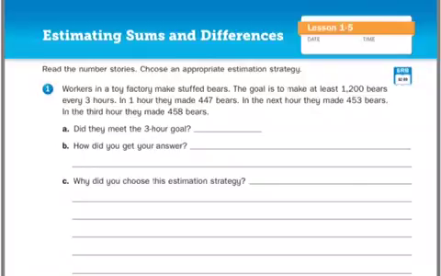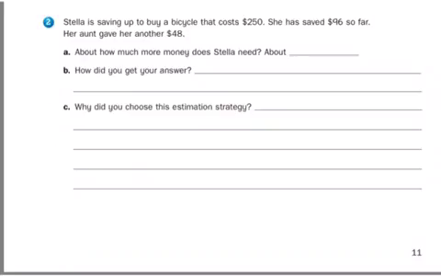In the next hour, they make 453 bears. In the third hour, they make 458 bears. Did they meet the 3-hour goal? How did you get your answer? And why did you choose this estimation strategy? So you're going to solve this. This is in your math journal on page 11. You're going to also solve this one.